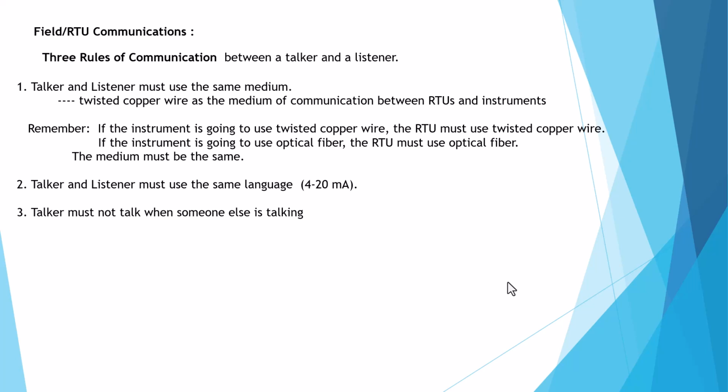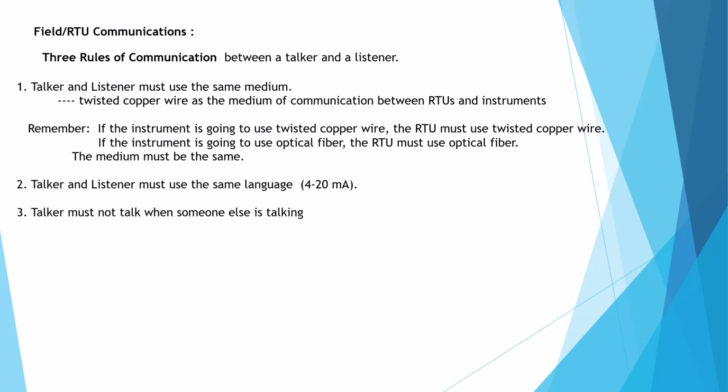The RTU and the field communication has three rules of communication between talker and listener. The talker is the RTU. The listener is just the field device. The first rule is that the talker and listener must use the same media. For example, if the instrumentation is going to use twisted copper wire, the RTU must use twisted copper wire. If the instrumentation is going to use optic fiber, the RTU must use optic fiber. The media must be the same.